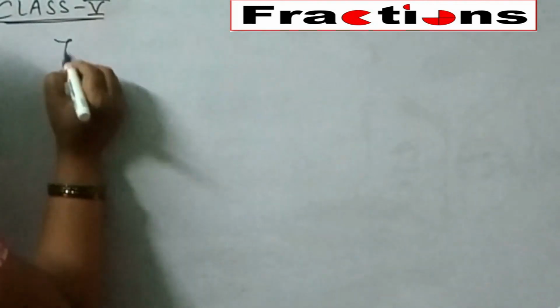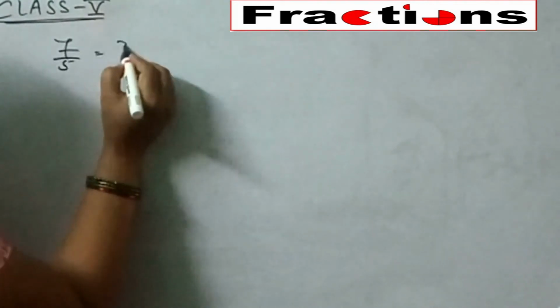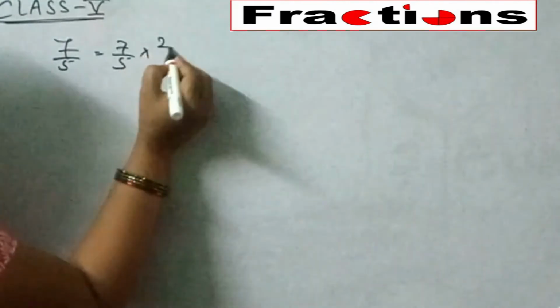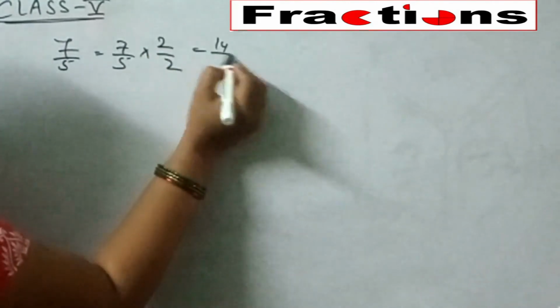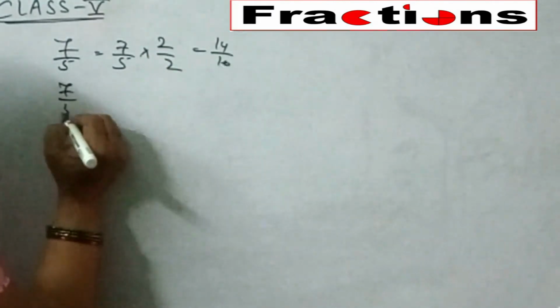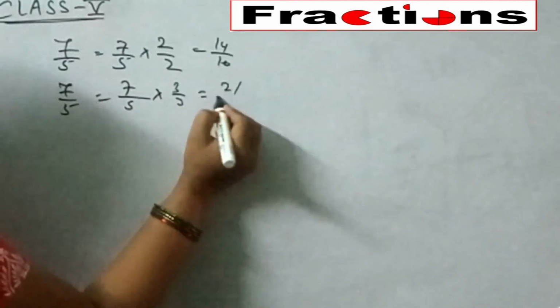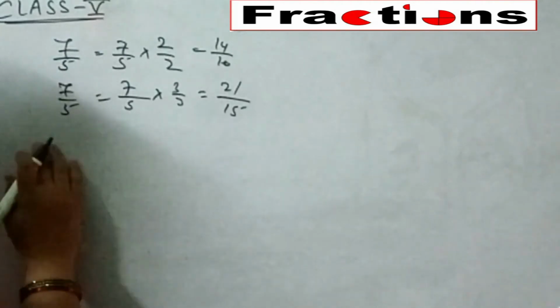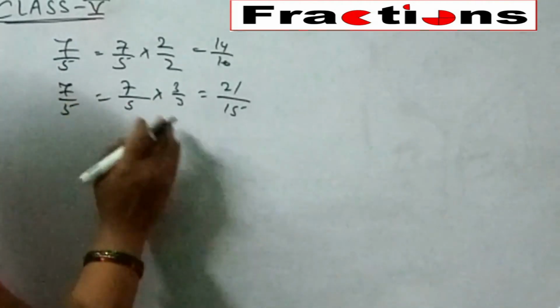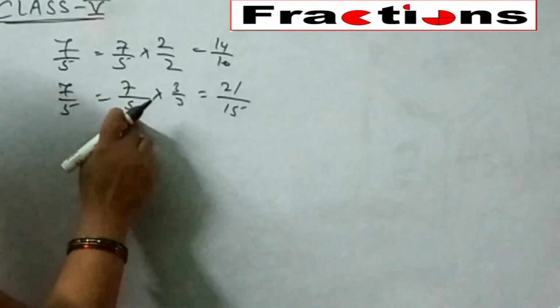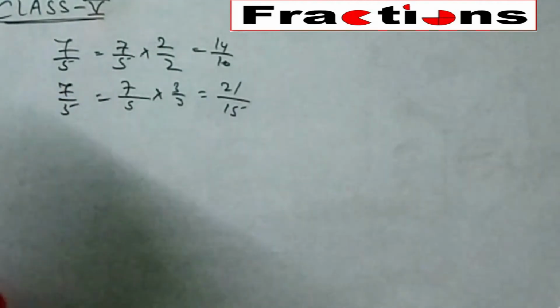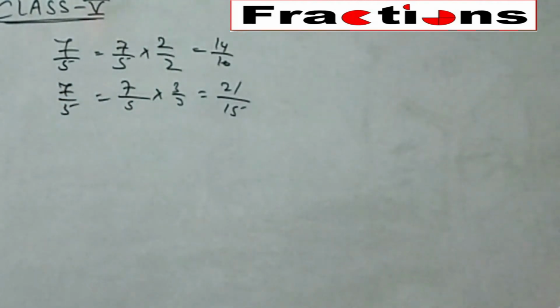Suppose we want an equivalent fraction of 7 by 5. So what we have to do? Multiply with 2 by 2. That is 14 by 10. Again 7 by 5, then the next equivalent fraction will be with 3 by 3. That is 21 by 15. That means we have to multiply the same number with the numerator and denominator, then we will get the equivalent fraction. That is all.